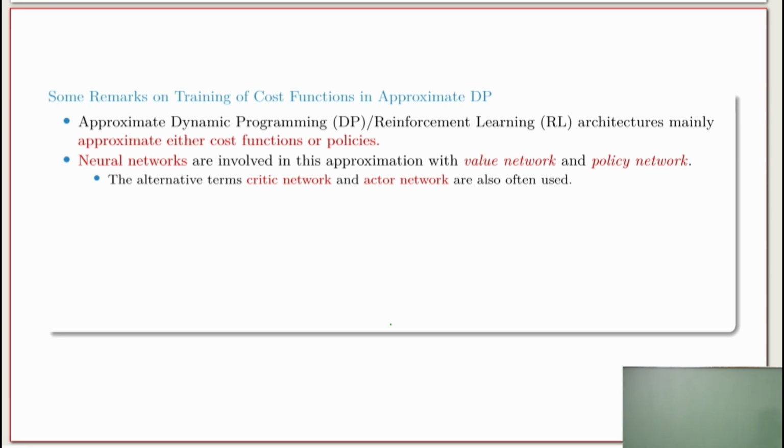Now, alternative terms that are used are a critic network and an actor network. These are other popular terms used here. The actor keeps taking actions, and there is a critic, which is the value cost function that acts like a critic. So you did certain actions, and then it tells you what your final cost was.